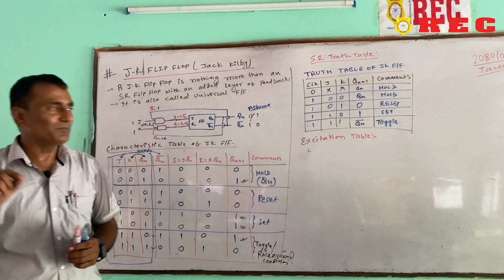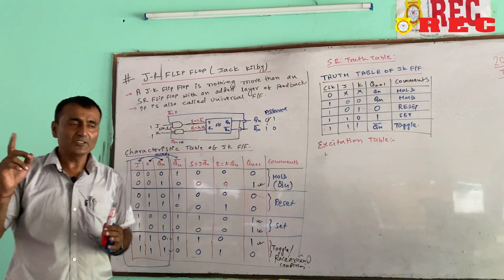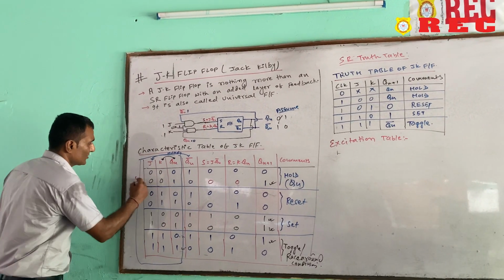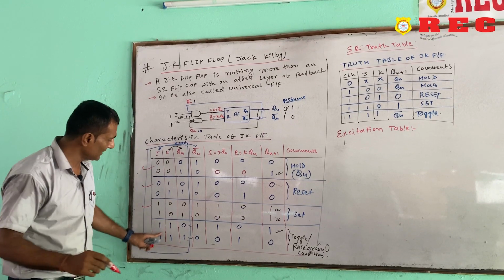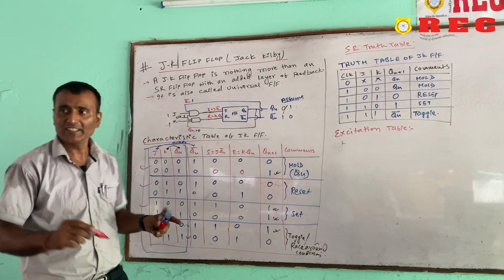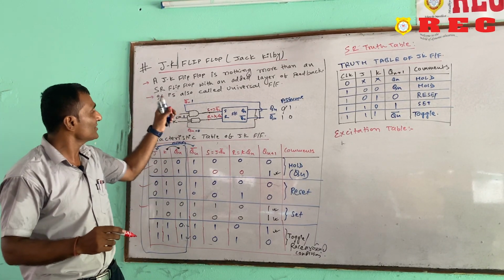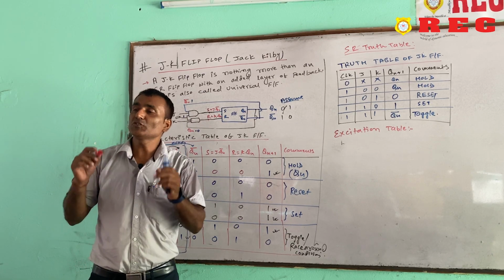Okay, the difference between the JK and SR is only one: in three conditions, all the conditions are the same, but only when the value of J is equal to 1 and K is equal to 1, at that time this JK flip flop is going to toggle.